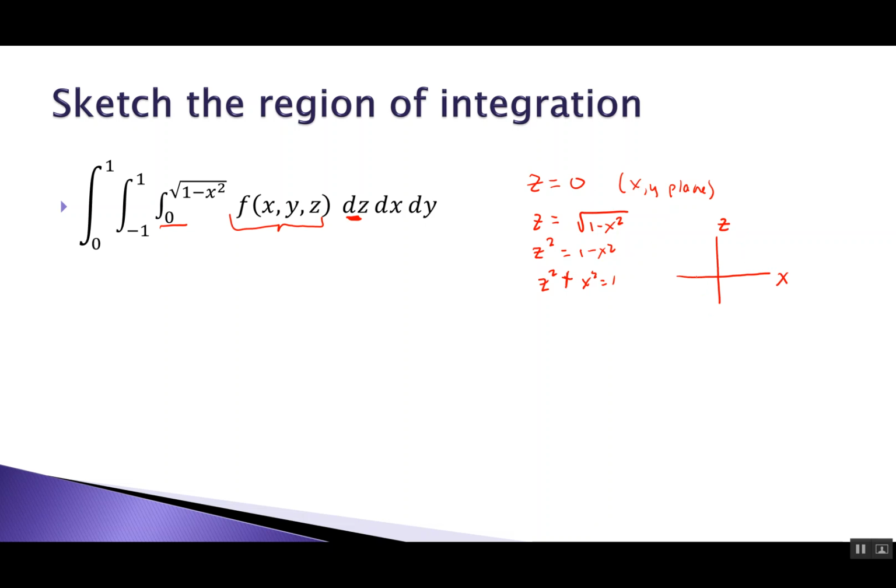Z equals 0 is the bottom of this shape, and the top of this shape is a circle. So that's in the xz plane. Now I'm going to look at dx. Dx goes from minus 1 to 1, so dx covers the entire semicircle here. And now I'm going to try to draw this in the x, y, z coordinate system, in the three-dimensional coordinate system. My y value starts at 0 and goes to 1. So here's what I've got. In the xz plane, I've got this semicircle, and the y value starts at 0 and goes out to 1.